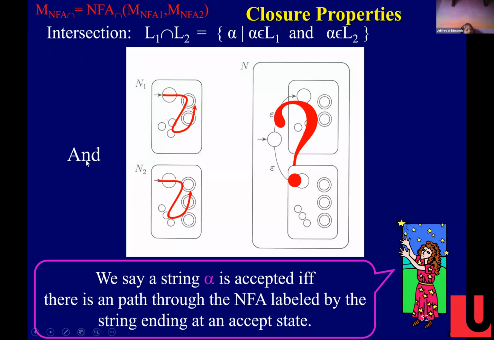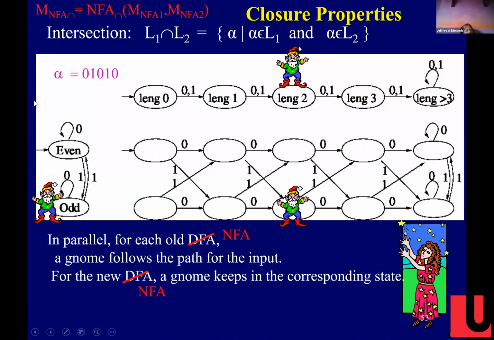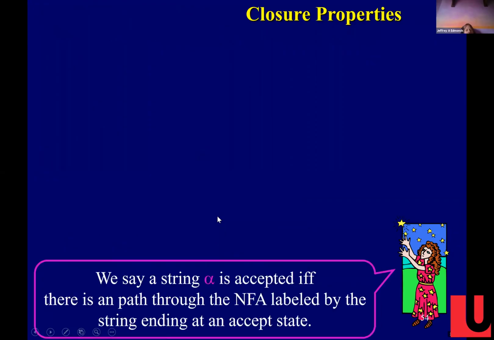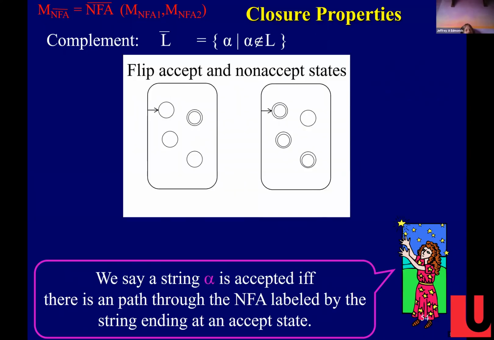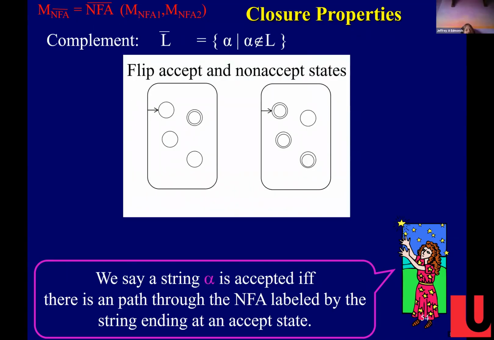So how do we do the intersection? Well, we showed how to do the intersection already. You have to run both of them in parallel. And so if this is an NFA and this is an NFA, this method also works for NFAs, and we can do intersections. And this method also works for, oh, here, let's try complement. Oh, have we done DFA complements? I don't remember doing DFA complements, but we should have.